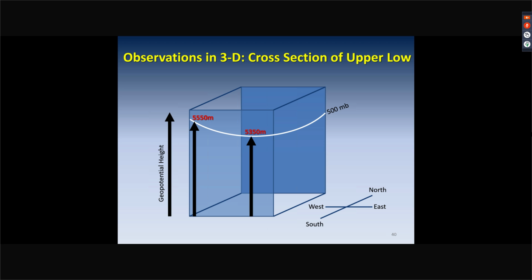What I wanted to do was give you a cross section. If we did a cross section through that upper low of what's going on at that 500 millibars, you can see that that upper low, as it moves across the country, is actually in the shape of a bowl.